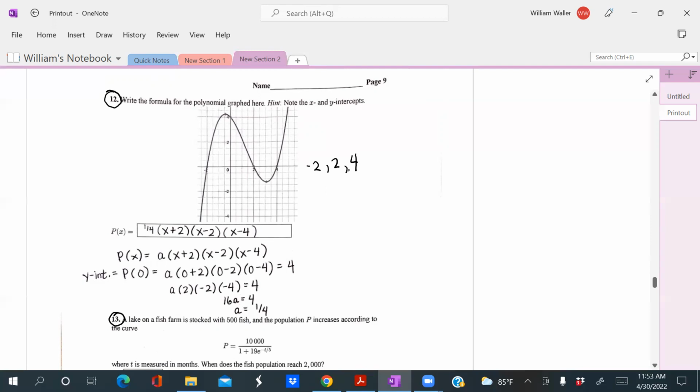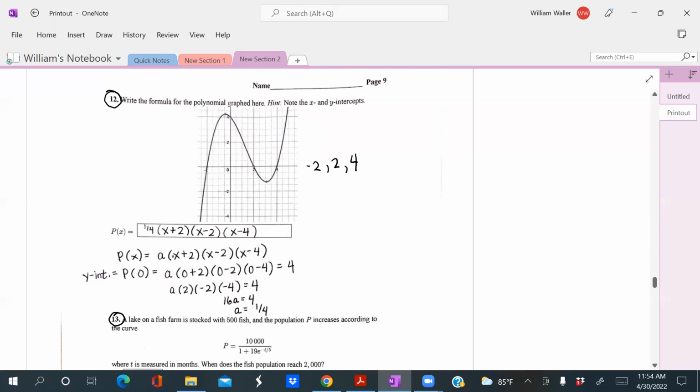Well, what does the formula have to look like? Since we know that the x-intercepts are -2, 2, and 4, we know that the answer to our problem is a polynomial, because we're told it's a polynomial. When we factor that polynomial, we're going to get factors that correspond to these x-intercepts. That would be x minus -2, which is x plus 2, x minus 2, and then x minus 4. So we know our polynomial factors something like this.